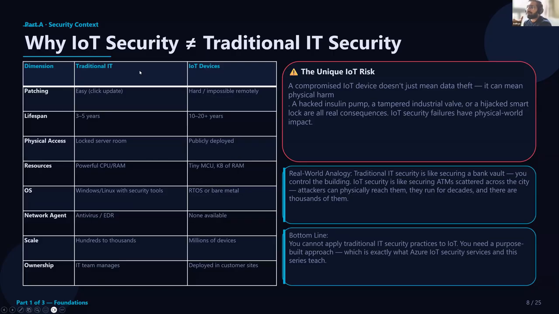Now, why is IoT security not the traditional IT security? Because you see the patching, the lifespan, physical access, resources, OS, network agent, scale, ownership, everything. It's very different from traditional IT. Patching on traditional IT systems is easy, click to update, but on IoT devices, it's hard and impossible remotely. The lifespan is different too. There are a lot of challenges here, right?